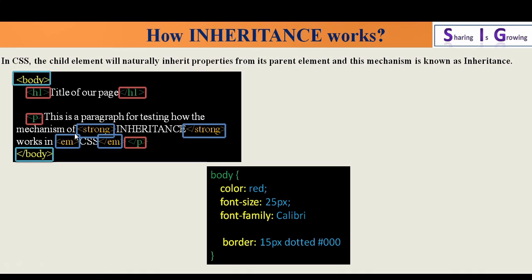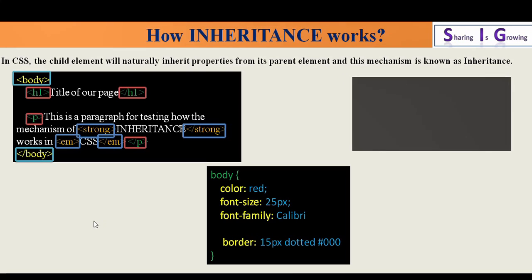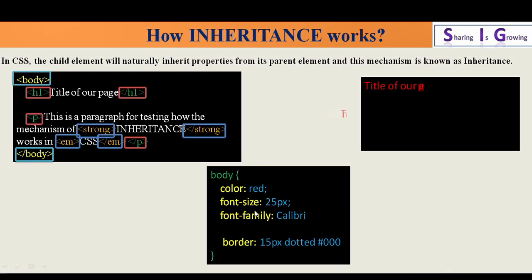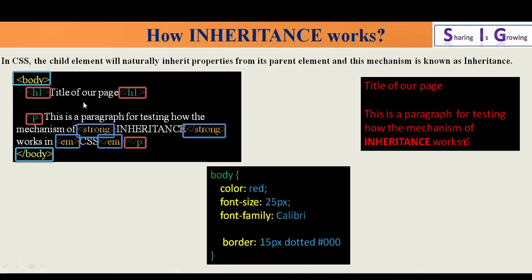Okay, this is the general mechanism of inheritance. For example, say we create a body element, and for that body element I have included two child elements. For those child elements, I am not considering any properties. I am just considering the code for the body element only.